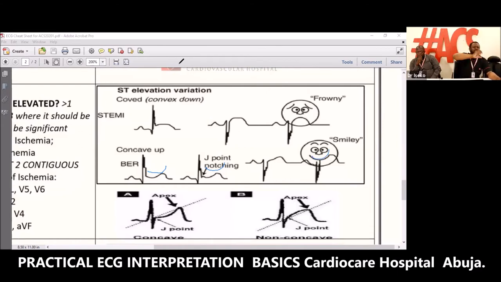That is not even following any segment. Is it V5, is it V6, is it V4, is it V3? It has crossed several areas, so it's pericarditis. Now, in STEMI, it's convex downwards, like a camel hunchback, frowning. You can see the person frowning their face. So that is how you look at it.